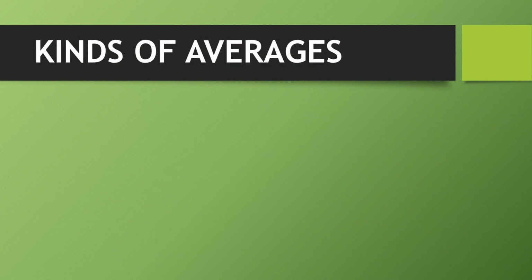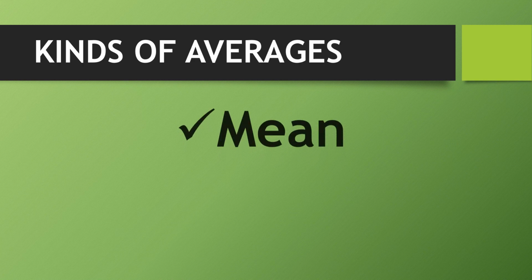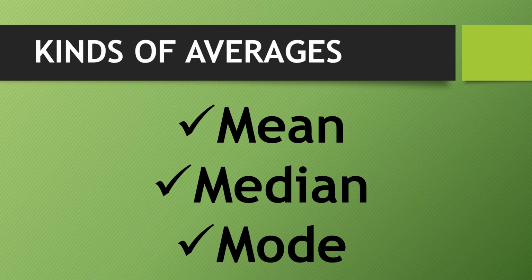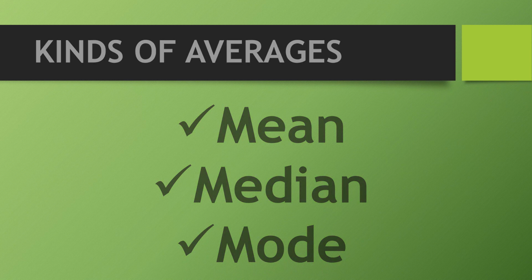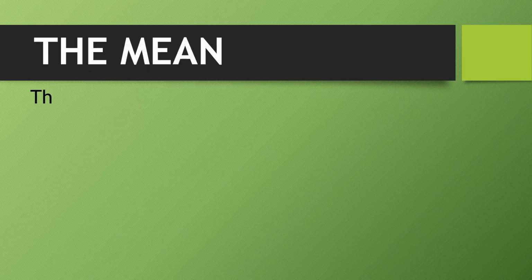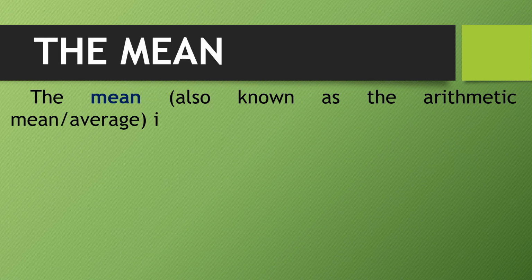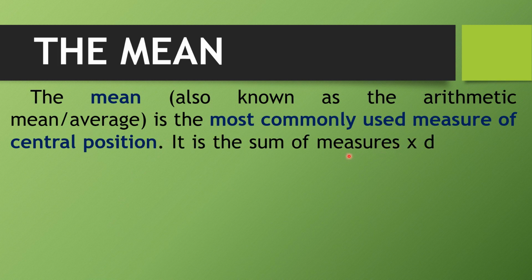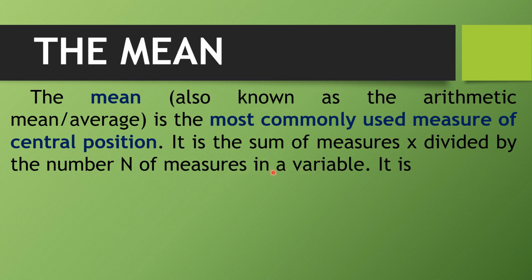Now, there are kinds of averages. These are the mean, the median, and the mode. Now, let us first discuss the mean. The mean, also known as the arithmetic mean or average, is the most commonly used measure of central position. It is the sum of measures divided by the number of measures in a variable. It is symbolized as x bar.